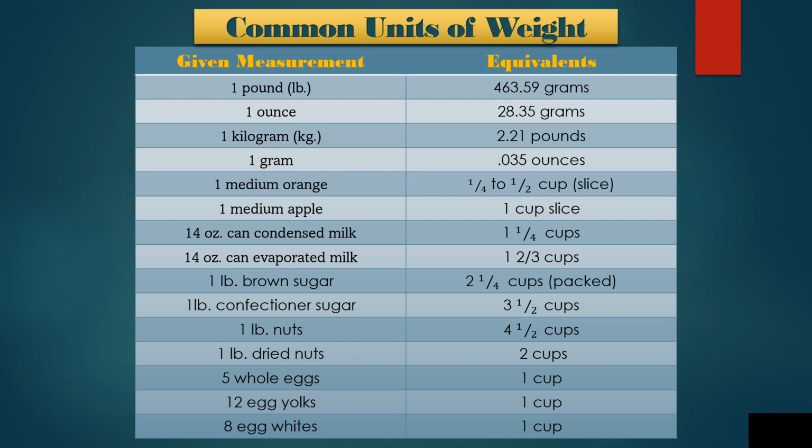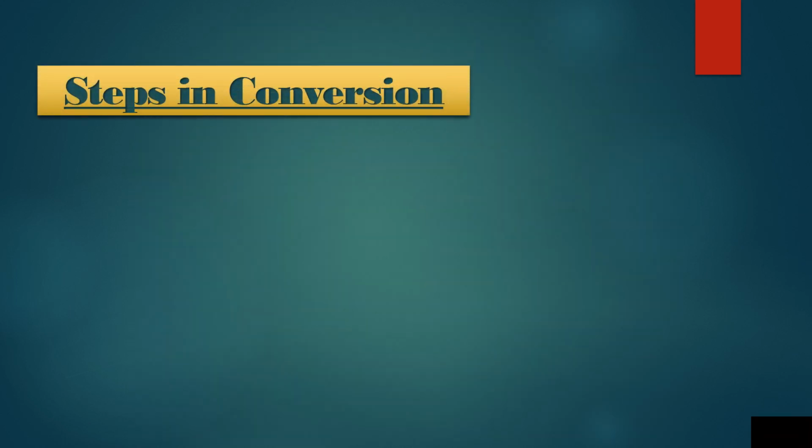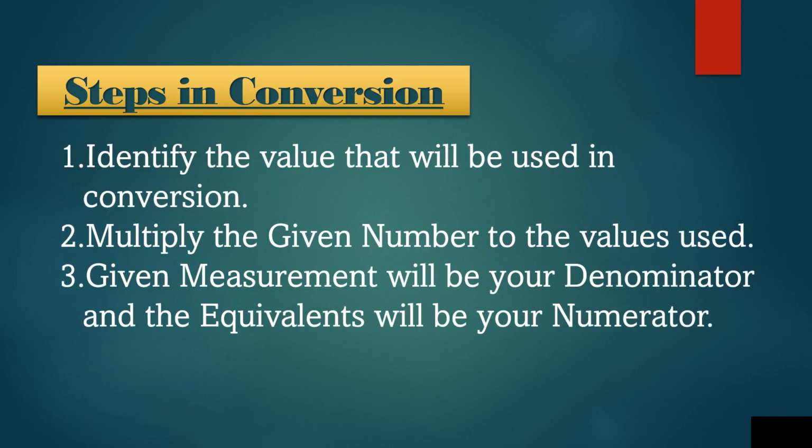Okay, so ngayon, mag-convert naman tayo ulit. So, okay, so review muna tayo sa ating steps and conversion. Okay, so number 1 dyan is to identify the value that will be used in conversion. Number 2, multiply the given number to the values used. And the number 3 is the given measurement will be your denominator and the equivalence will be your numerator. Okay, so proceed tayo.